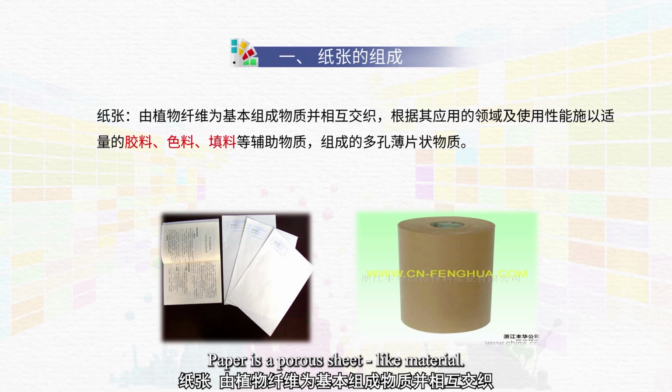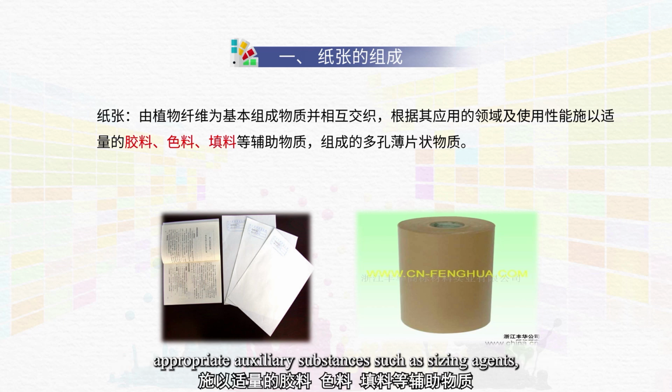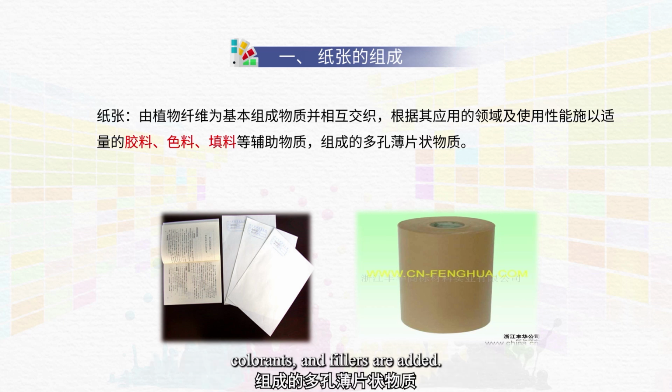Paper is a porous sheet-like material. It is composed of plant fibers that are interwoven with each other. According to its application fields and performance requirements, appropriate auxiliary substances such as sizing agents, colorants, and fillers are added.